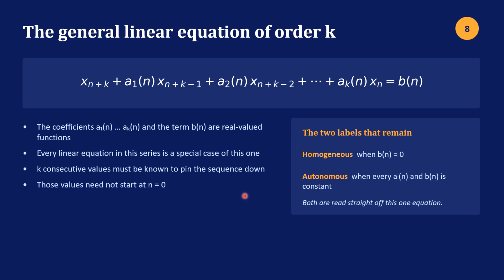non-autonomous. And one other point is the k consecutive values don't need to be the first k. You could go out 10 terms, for example, and then give k consecutive values, and then you can work backwards and forward to get the rest of the sequence.